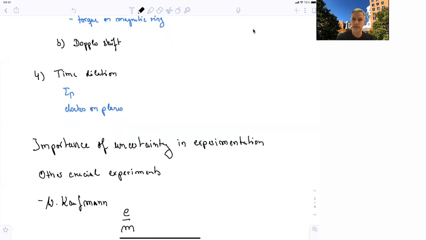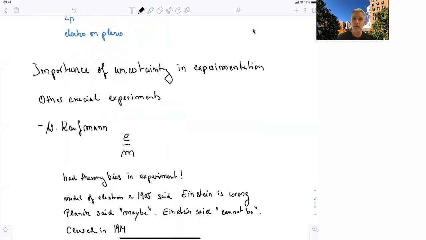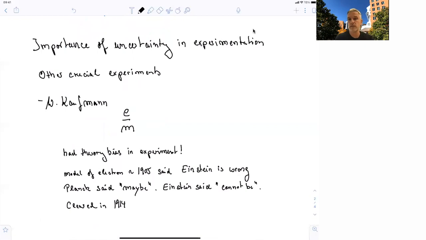Experiments can have biases as well, and one example of a biased experiment is one by Walter Kaufmann, who tried to measure e over m, the electric charge over the mass of the electron, but he had a rather strong theoretical bias. He conducted the experiment at the time Einstein was proposing his theory. The bias really came from the model of an electron at the time. And his experiments were inconsistent with Einstein.